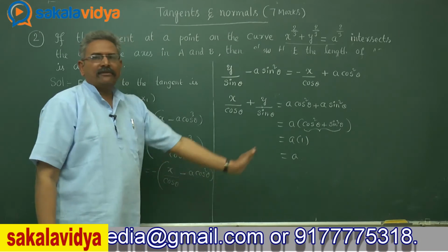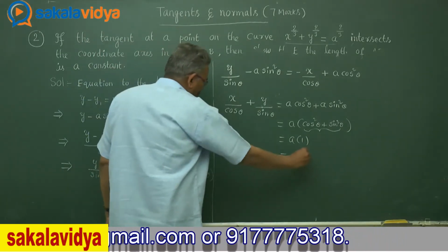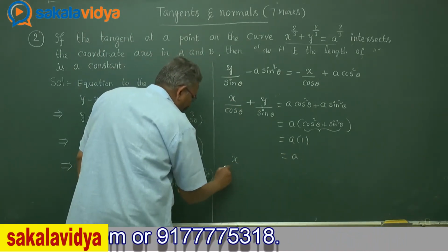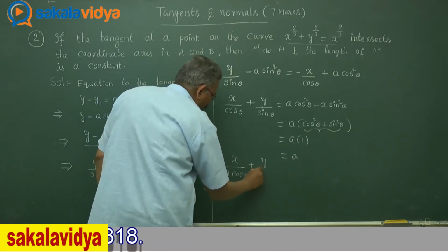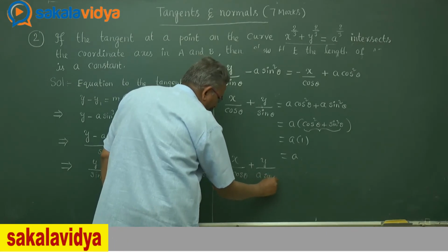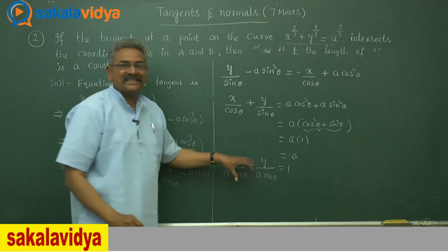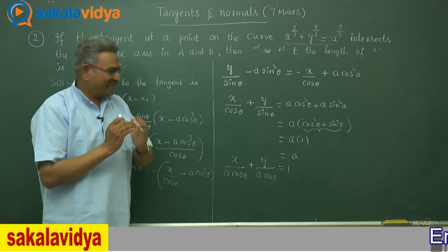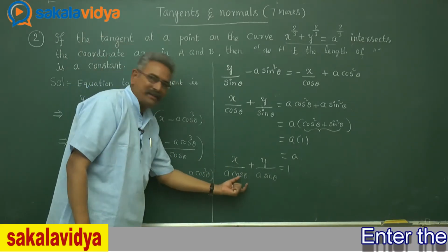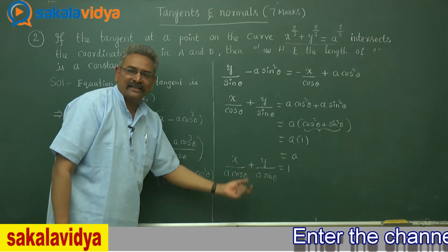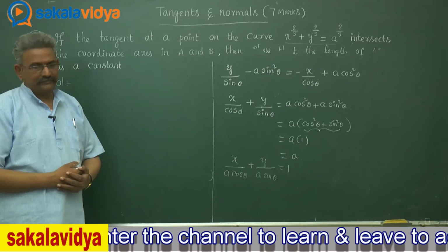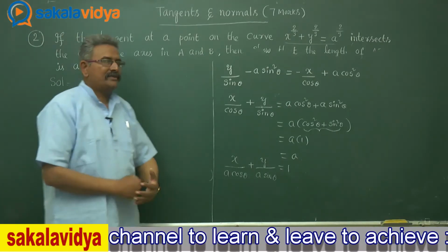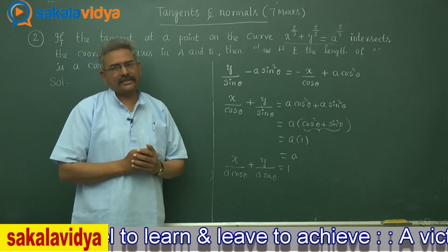Now multiply by 1 by a on both sides. If you multiply 1 by a on both sides, we get x by a cos theta plus y by a sin theta equals 1. How does it resemble? Yes, you are exactly correct. It resembles x by a plus y by b is equal to 1, the intercept form of a line. Now for our convenience, let us draw a rough diagram for this problem.